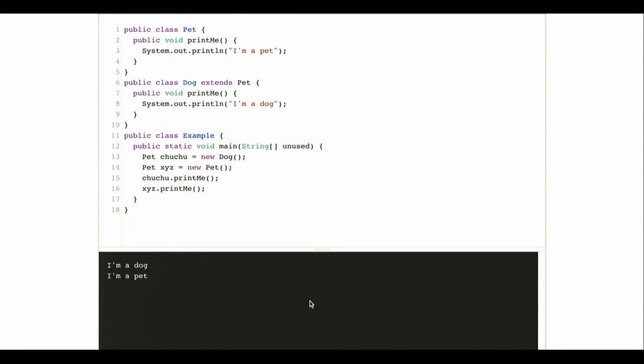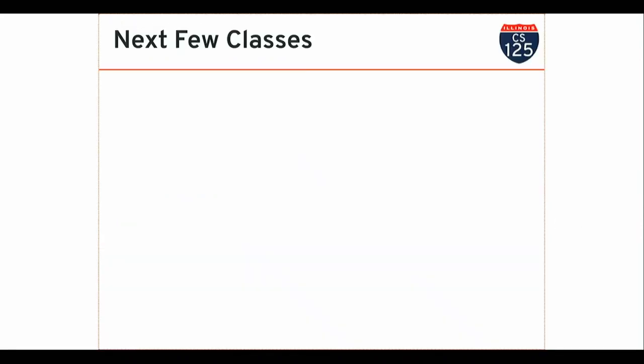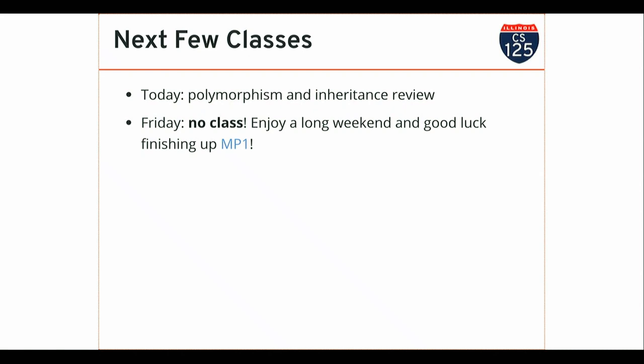So today, let me give you a map for the next couple classes, just to get a sense of what's going on here. Today we're going to talk about this new concept in object-oriented programming called polymorphism. It's a big word, sounds scary, isn't scary, and you'll get plenty of practice. This also gives us a good chance to review inheritance, which we started talking about on Monday. On Friday, remember, you've got no class.